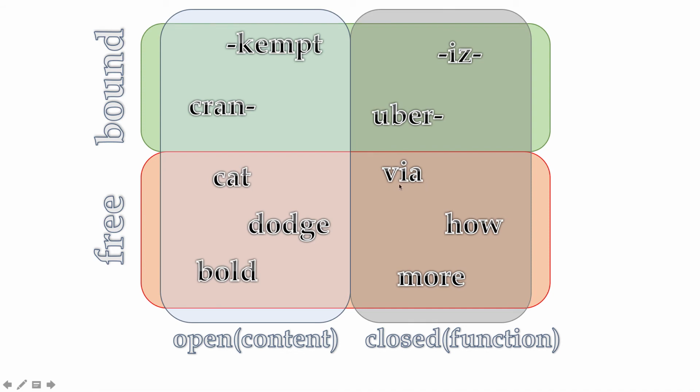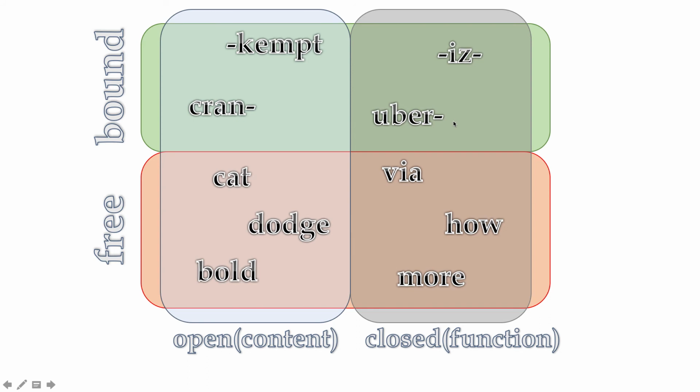Closed free morphemes. These would be categories like via, which is a preposition. How is a question word, and I can't make new question words in the language very easily. More is an adverb, which would modify an adjective, something that's more disturbing than something else. These are closed. They're free. They can appear on their own. They don't have any endings, prefixes, or suffixes, but they perform a function.